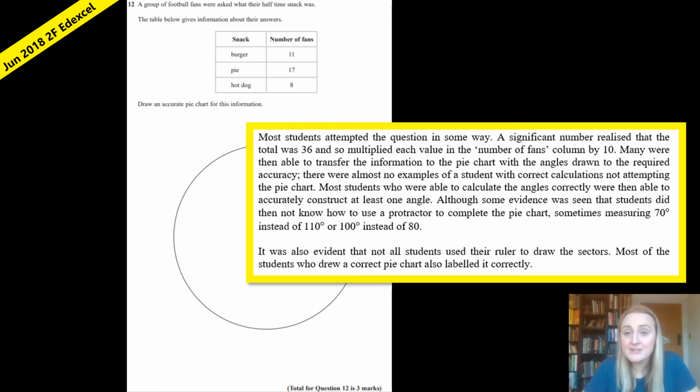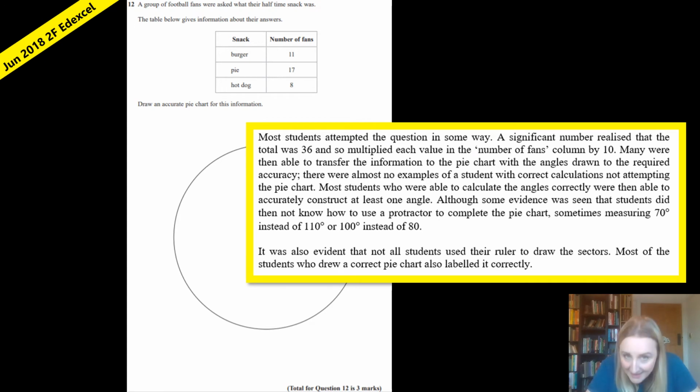Now they're saying that most students had a go at this, and a lot of them realised, this is the great bit, that the total number of fans was 36. So if we multiply all of our frequencies by 10, we turn them straight into angles that will fit around a 360-degree pie chart. So that's fantastic. That is exactly the reasoning we want our students to notice. So that means we want an angle of 110, 170 and 80. These are really simple angles to deal with.